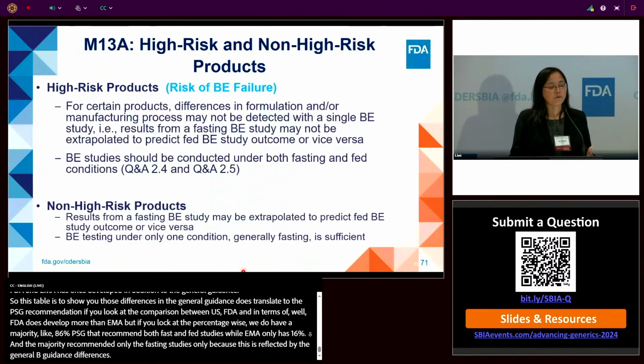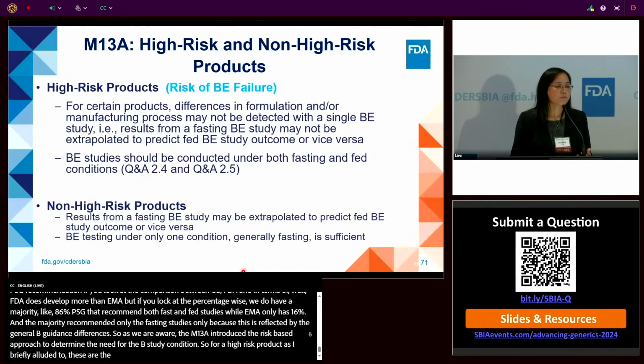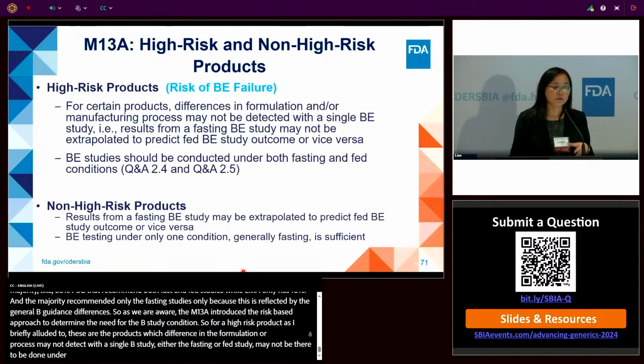So as we are aware, the M13A introduced the risk-based approach to determine the need for the BE study condition. For high-risk products, as I briefly alluded to, those are the products where a difference in the formulation or manufacturing process may not be detected with a single BE study, either in the fasting or fed study. Fed condition may not be extrapolated to predict BE under other conditions. Therefore, the guidance recommends the BE study for those types of products.